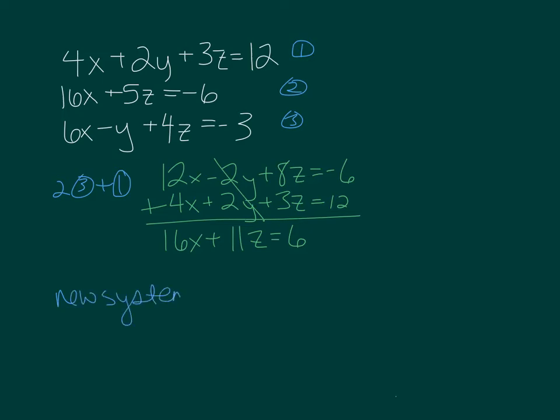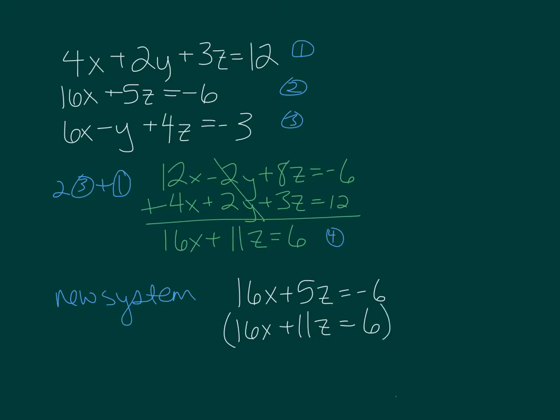Here's my new system. It is equations 2 and what we'll call 4. Okay, it's the system 16x plus 5z equal to negative 6, and 16x plus 11z equal to 6. Now if I'm solving the second system by elimination, we notice that this second equation only needs to be multiplied by negative 1 so that the x variables will cancel.